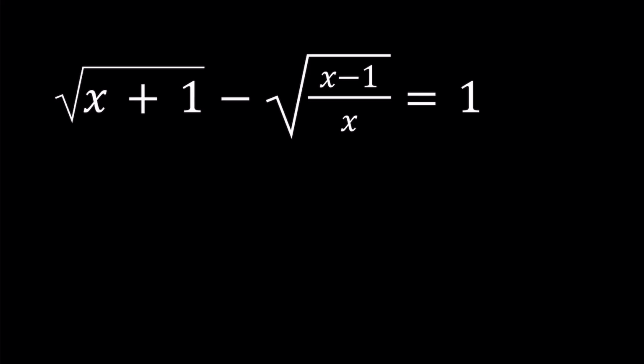So let's get started. We have the square root of x plus 1 minus the square root of x minus 1 over x, and that is equal to 1. And we're going to be looking for x values.